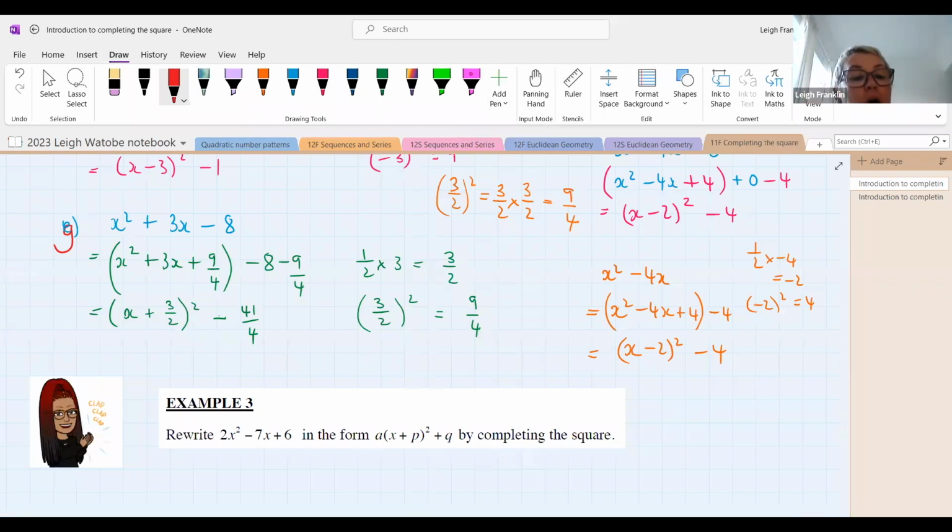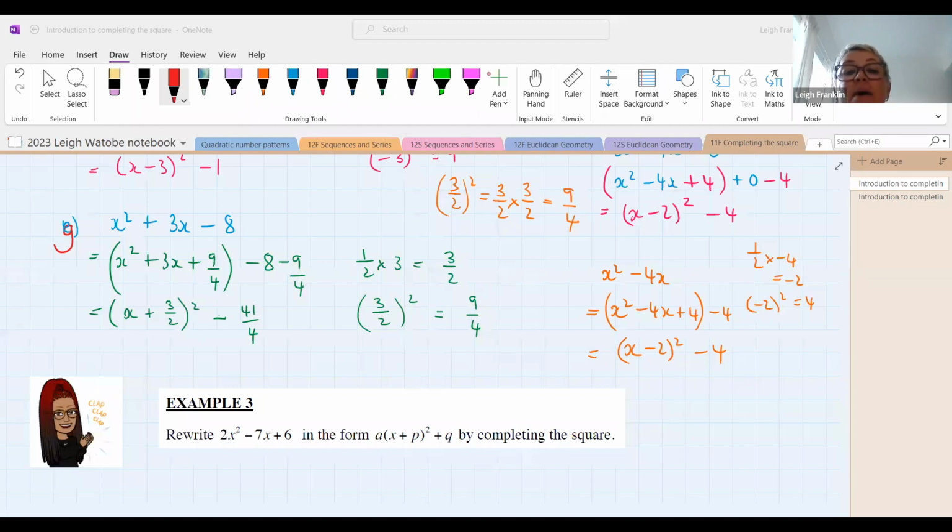Okay, so when I halved, what I did is I didn't halve 9 over 4, I halved 3. And then when I got half of 3, I squared that. And that's what I added in and subtracted off. Okay, so when I refactorize my perfect square trinomial, it goes back to x plus 3 over 2 squared, because if I multiply x plus 3 over 2 with x plus 3 over 2, I'm going to get x squared plus 3x plus 9 over 4, because it is a perfect square trinomial. Thank you. Okay, all right.